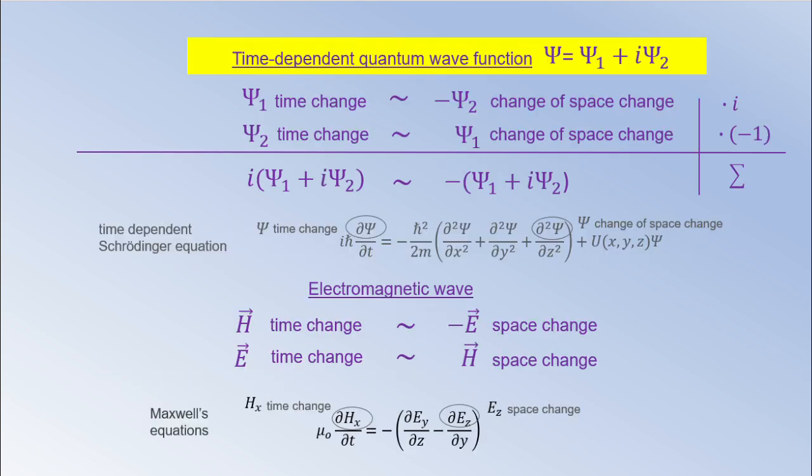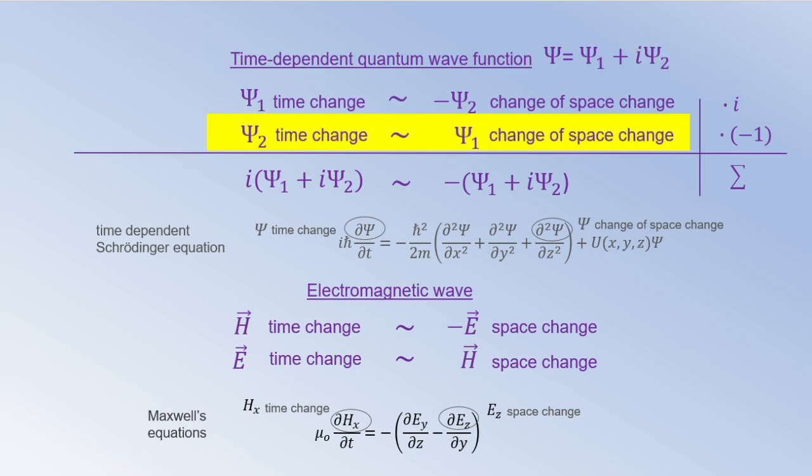Further, any time-dependent functions are always complex functions in quantum mechanics. There are no exceptions to this rule. This is because only the secondary space change of the primary space change of the real part inspires the time change of the imaginary part of the wave function, and vice versa. For this reason, two functions or two parts of the time-dependent wave function are strongly needed.